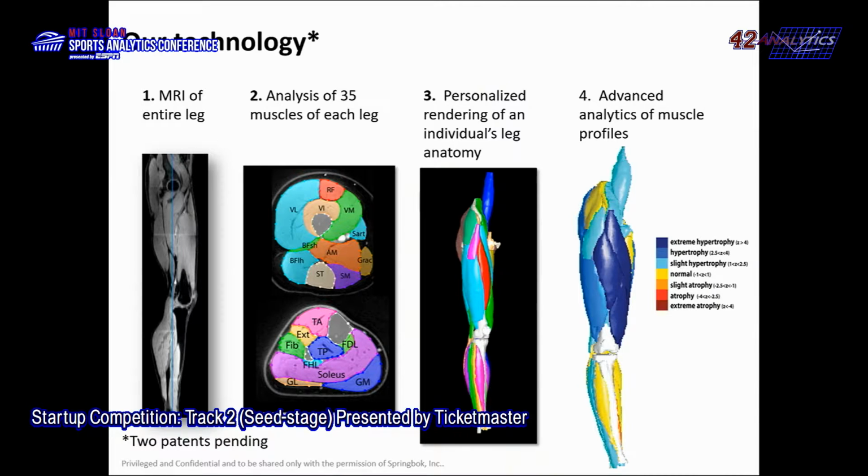How do we do this? Well, first of all, we get an MRI of the entire leg, high resolution, optimized for the kind of contrast we need for the analysis. Then we do the analysis for each of 35 muscles in each leg, and that's a detailed image processing, mostly automated method. Then we can render that person's individual leg anatomy in an intuitive visualization. And then we can do advanced muscle analytics.